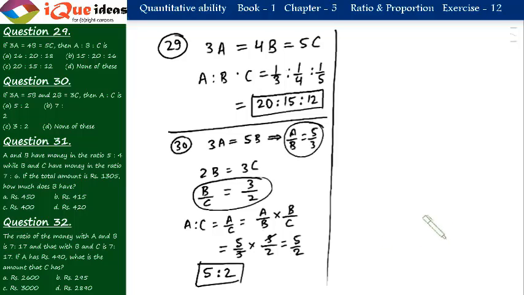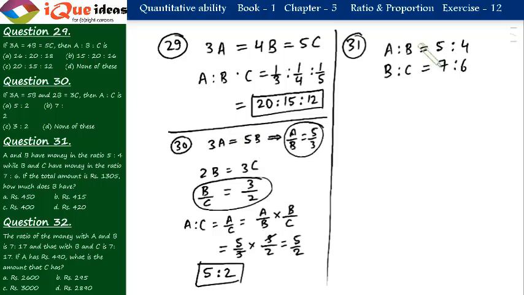Okay. Now the next question, question number 31. It says A and B have money in the ratio of 5 is to 4. So A is to B is 5 is to 4. And B and C have in the ratio 7 is to 6. So B is to C is 7 is to 6. If the total amount is 1305, how much does B have? So let's find the combined ratio first.